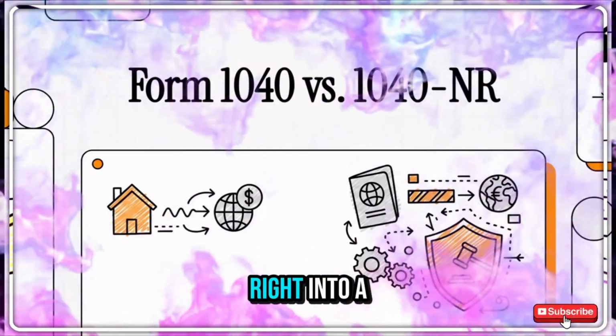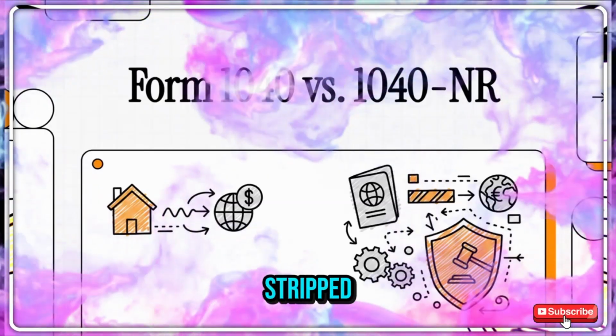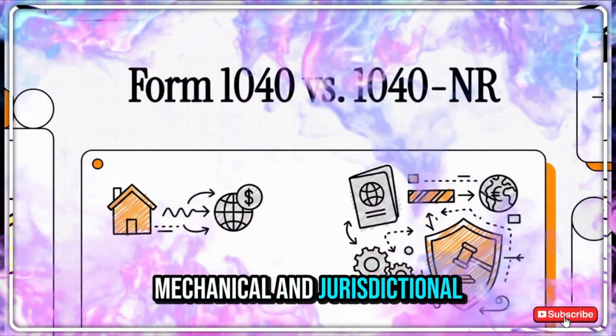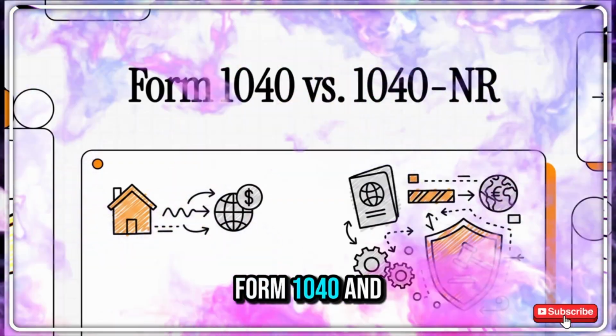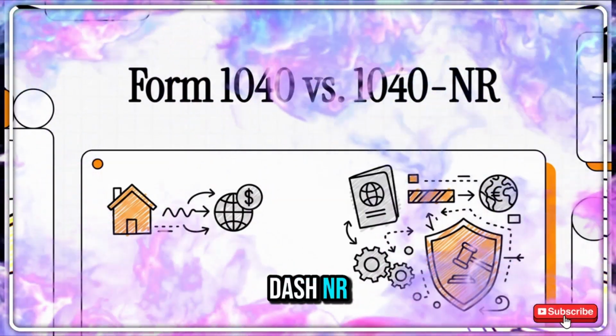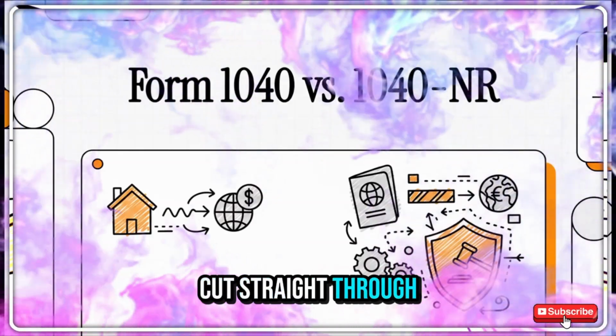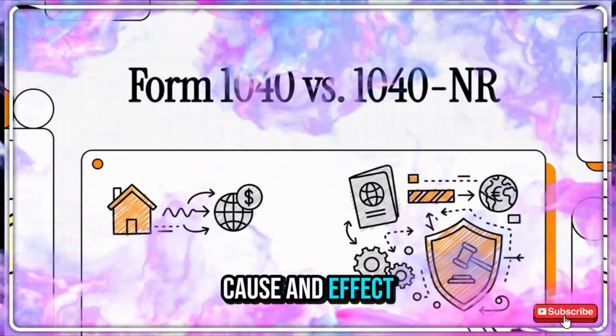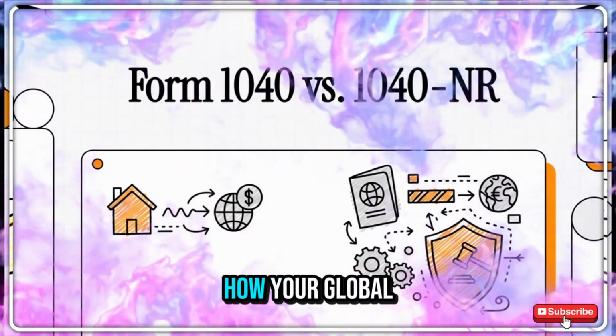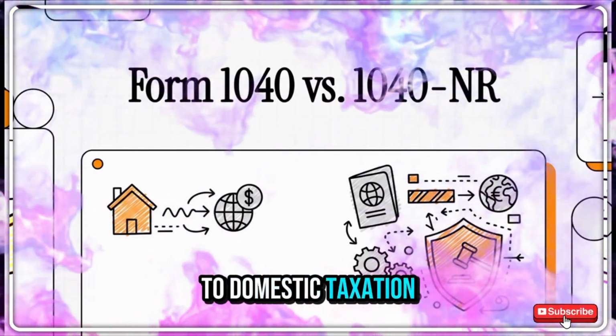Today, we're jumping right into a clinical dissection of the strict, mechanical, and jurisdictional divide between two major tax reporting forms, Form 1040 and Form 1040-NR. We are going to cut straight through the surface-level paperwork noise to uncover the precise cause and effect triggers that determine exactly how your global wealth is exposed to domestic taxation.